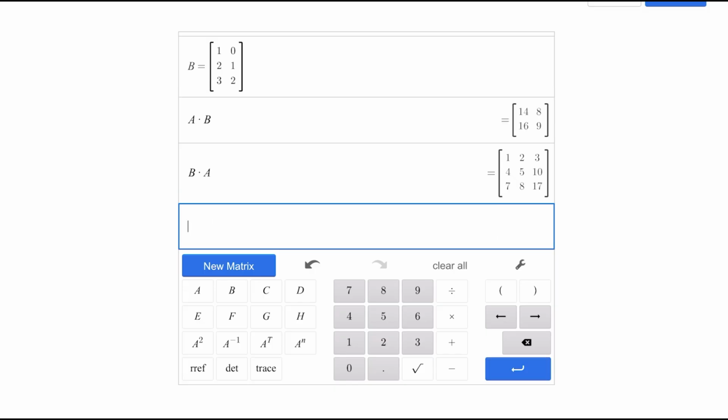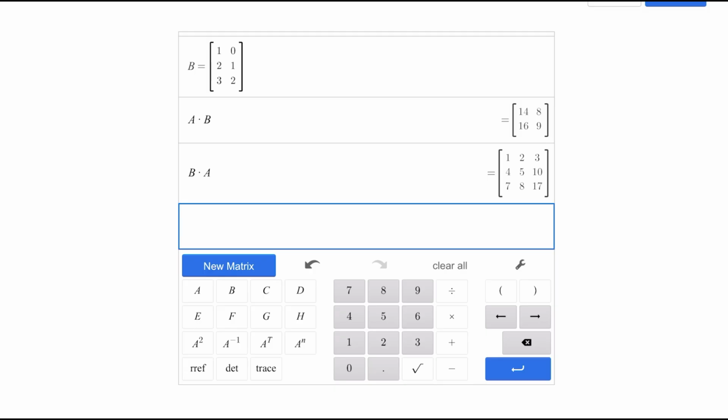So now let's do B times A, hit enter. Okay, we get 1, 2, 3 on the first row, 4, 5, 10 the second, 7, 8, 17 on the third row. That is a 3 by 3 matrix. We're going to trust they did the math correctly. And so we did our 2 matrix multiplications.